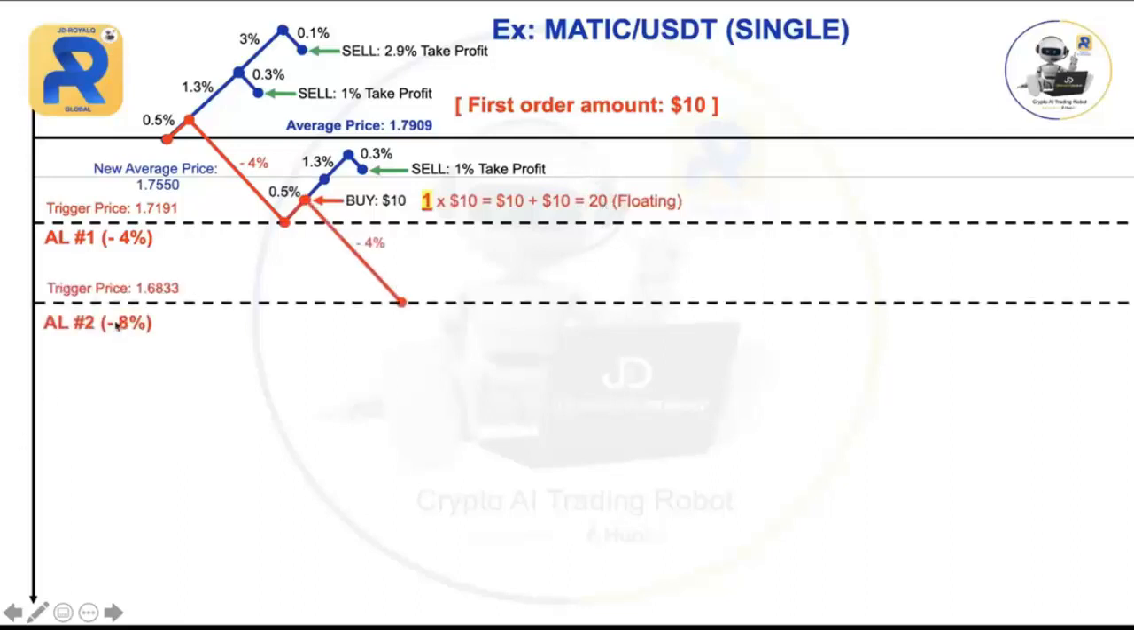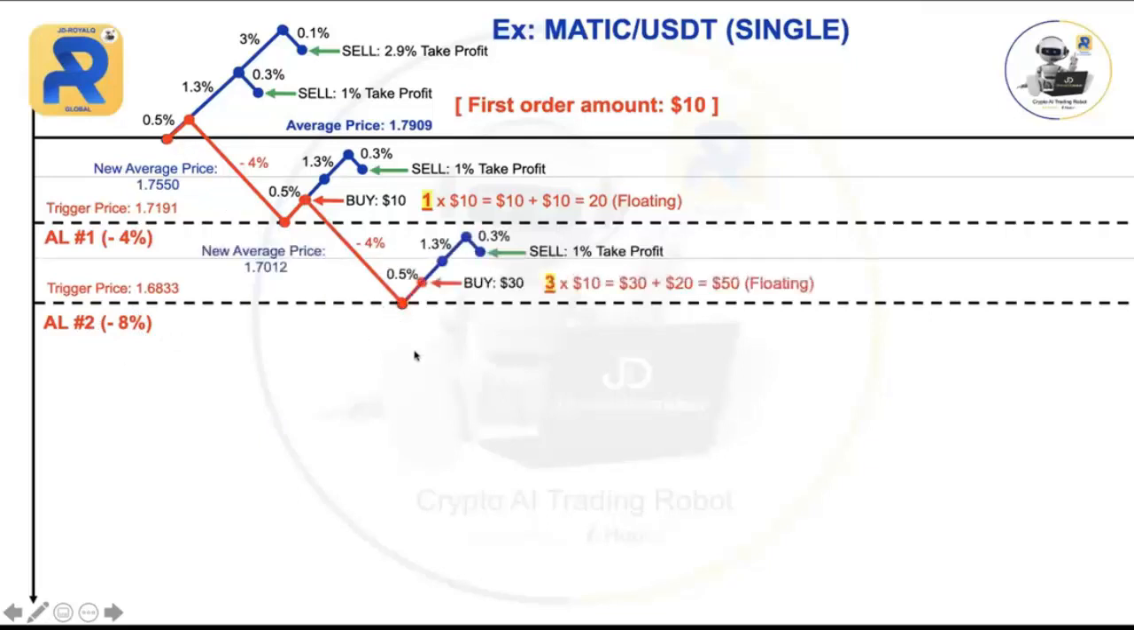Now if it actually goes further, instead of going up, it goes 0.5 and then comes down by another 4%. So now the cumulative total market is down by 8%. So what will happen now? It will buy at $30, because I put my second call, which is 3. So 3 times 10, that will be $30. Now $30 plus the earlier $20, that will be a total floating of $50. Now if the market goes above 1.3% and closes, I will then profit at 1% of my $50.